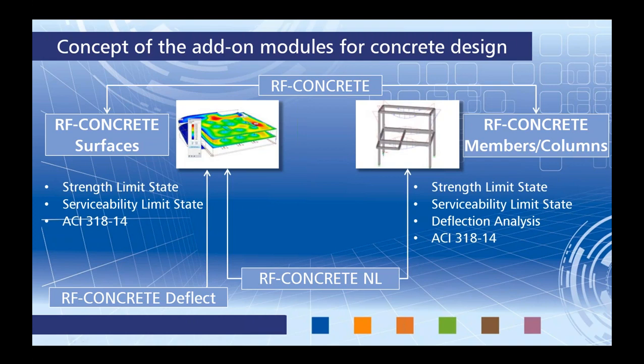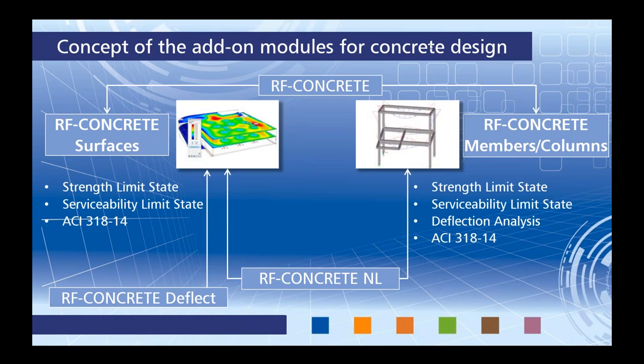several other international codes. For our concrete structures, RF-CONCRETE, we have two segments here. On the right-hand side, you can see that we have RF-CONCRETE Members and Columns. And if you were present at my webinar that I gave about a month ago, I really just focused on the design of beams and columns for strength and serviceability limit state design. We also took a look at deflection analysis according to the ACI 318-2014. So this is really only for framework type structures.